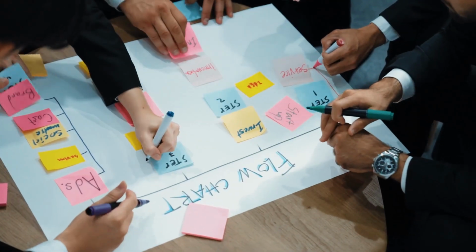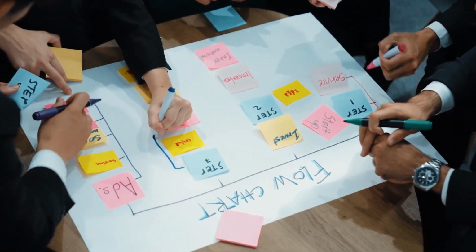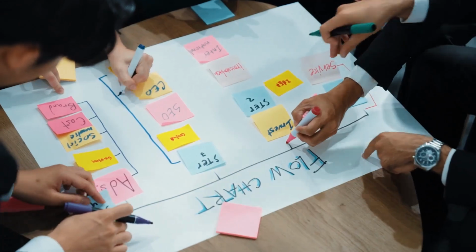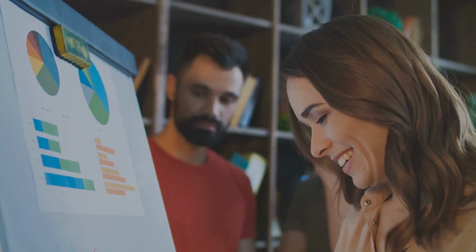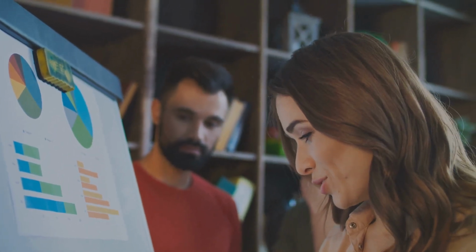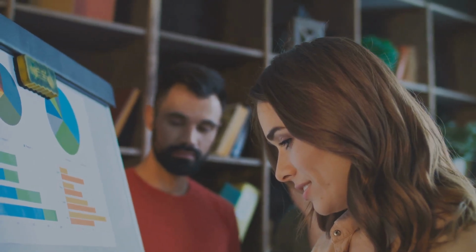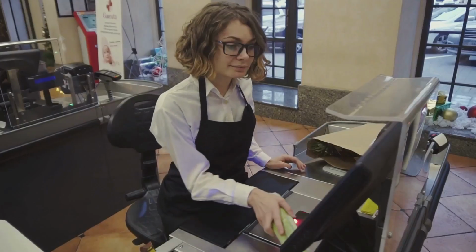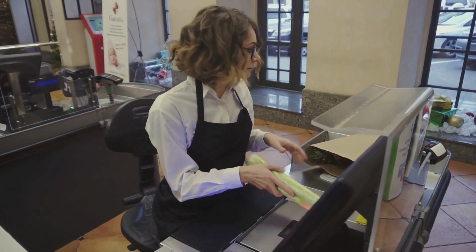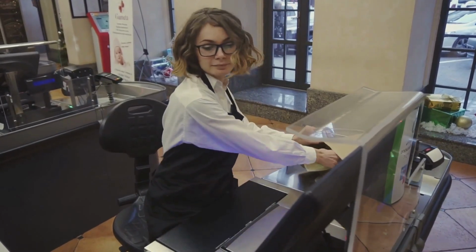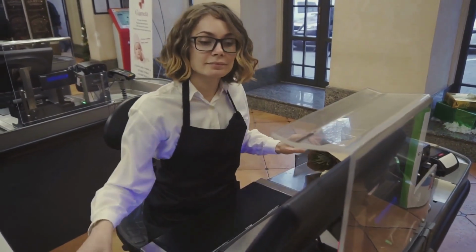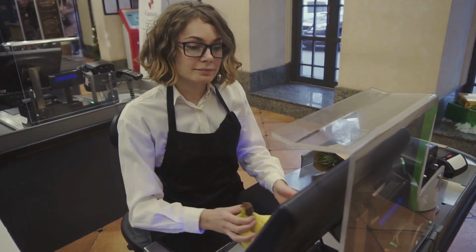Next, use tools like flowcharts, process maps, or value stream mapping to break the process into individual steps. This helps visualize where problems might occur and ensures everyone understands how the process operates. For example, in a retail setting, you might map the customer checkout process, identifying touch points such as scanning items, processing payments, and bagging products.